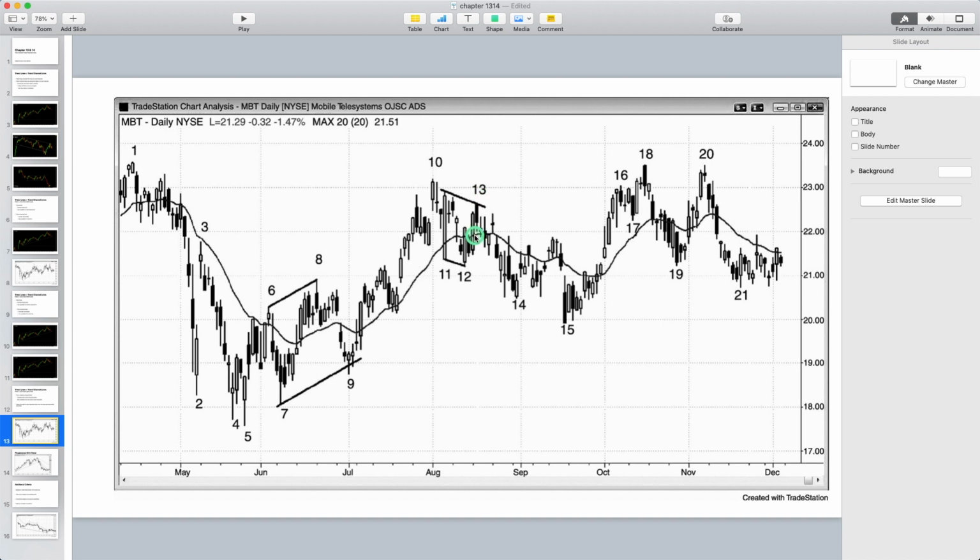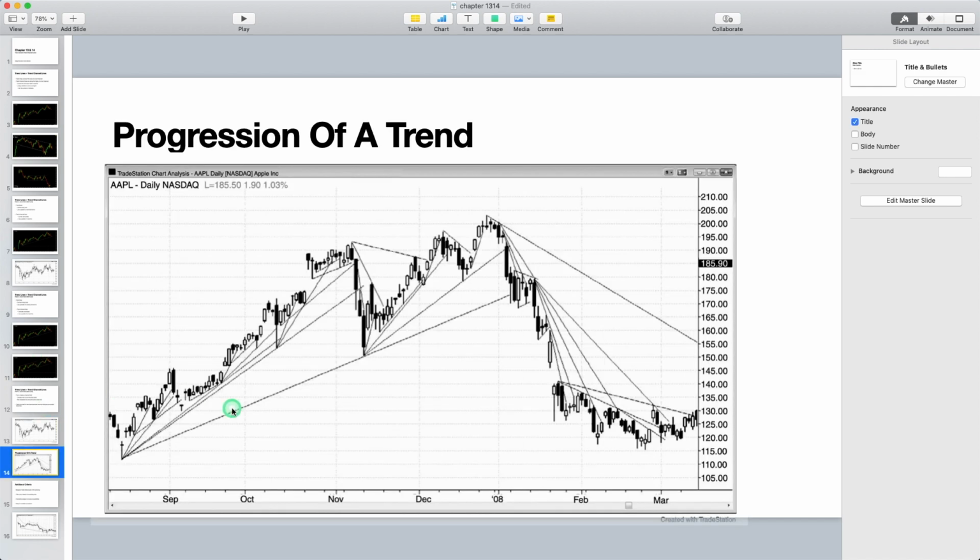And when you see 13, Al says 13 is a good signal bar at that trend line that was drawn as a parallel of the trend channel line, and it's a reasonable sell. So the behavior is more important than the line itself. The line just gives you a reference point. So for the progression of a trend, Al talks about how trend lines are constantly getting less and less steep.